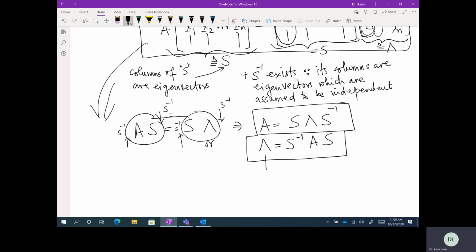We'll see in a little while that this matrix A is similar to lambda. So we say A is similar to lambda, or lambda is similar to A. This is a symmetric relationship. It doesn't make a difference whether we say A is similar to lambda or lambda is similar to A. This is known as a similarity transformation. In a similarity transformation, the eigenvalues are preserved, and we'll see in a little while how that plays out.